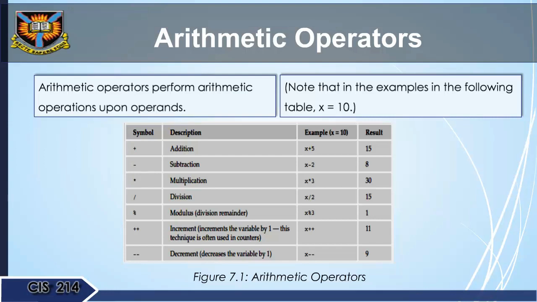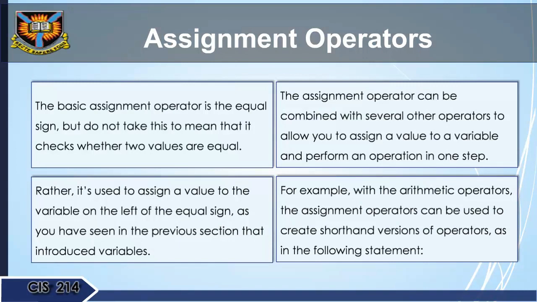Figure 7.1, arithmetic operators. The basic assignment operator is the equal sign, but do not take this to mean that it checks whether two values are equal. Rather, it's used to assign a value to the variable on the left of the equal sign, as you have seen in the previous section that introduced variables. The assignment operator can be combined with several other operators to allow you to assign a value to a variable and perform an operation in one step. For example, with the arithmetic operators, the assignment operators can be used to create shorthand versions of operators, as in the following statement.